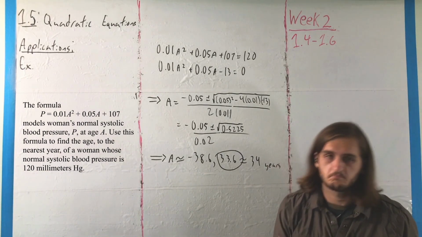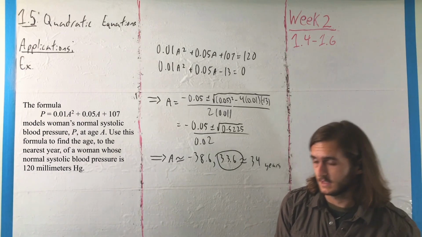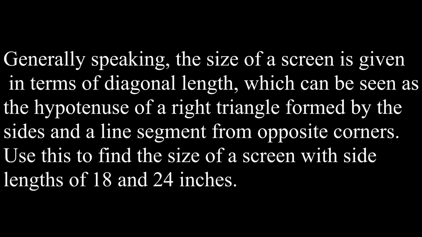And before we finish, we'll get one more, let's say, triangular example. For this example, we have that generally speaking, the size of a screen is given in terms of diagonal length, which can be seen as the hypotenuse of a right triangle formed by the sides and a line segment from opposite corners. Use this to find the size of a screen with side lengths 18 and 24 inches.